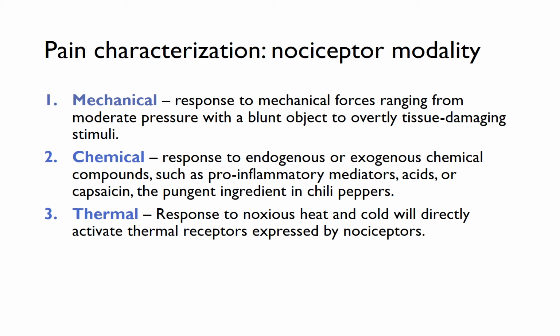The mechanical forces range from a moderate pressure with a blunt object to specifically tissue-damaging stimuli. Chemical modalities of pain are those where nociceptors respond to chemical compounds. Those could be endogenous or exogenous. Endogenously, those are things like pro-inflammatory mediators and acids. Exogenous compounds include a very famous one called capsaicin. We'll learn more about that in a little bit, but capsaicin is the pungent ingredient found in chili peppers.